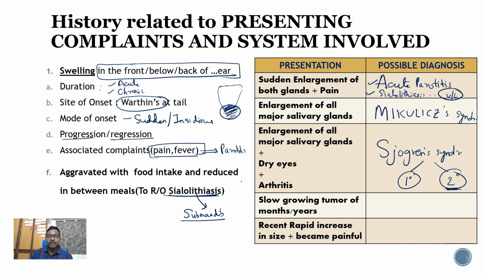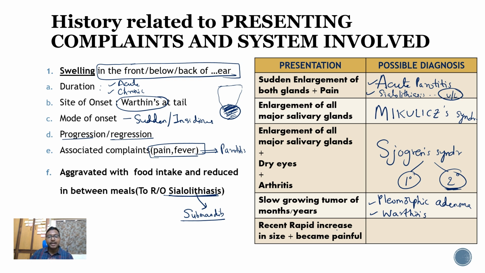Next, a slow growing tumor which is of months or years duration, most probably it can be pleomorphic adenoma. Okay, pleomorphic adenoma. Next, it can be Warthin's also.